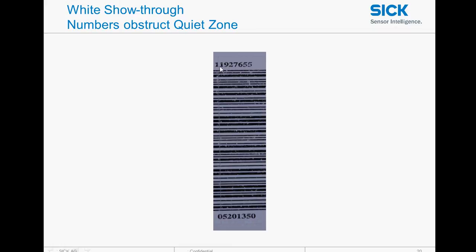Another one here, you can see that the human readable numbers have been put along the barcode which are obstructing the quiet zone. Likewise, we've got a lot of show through on this code.